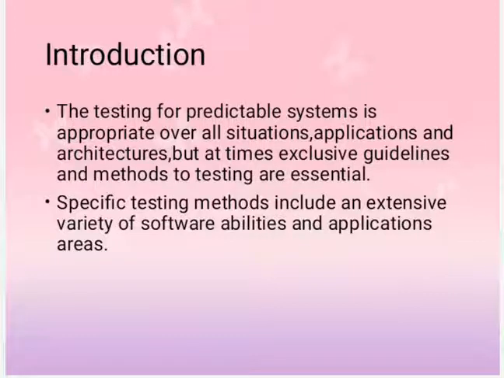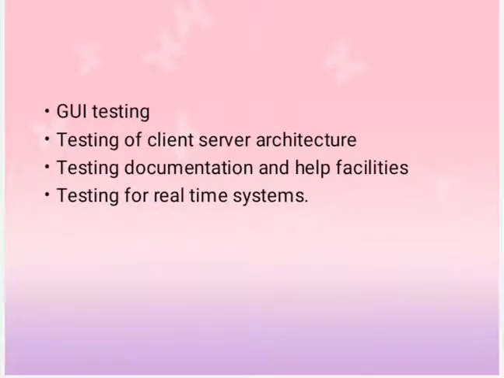Introduction. Testing for predictable systems is appropriate for all situations, applications and architectures, but at times exclusive guidelines and methods for testing are essential. Specific testing methods include an extensive variety of software abilities and application areas. In this chapter, we will discuss GUI testing, testing of client-server architecture, testing documentation and help facilities, and testing for real-time systems.